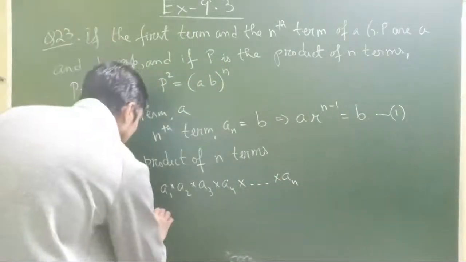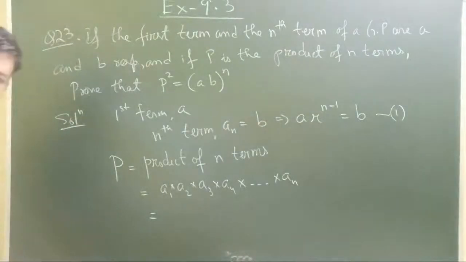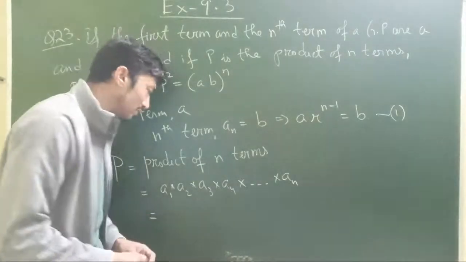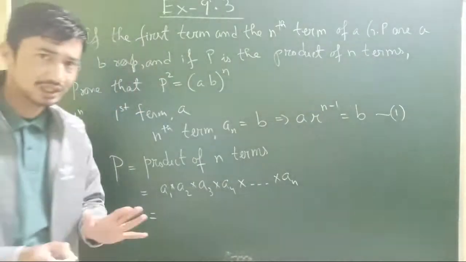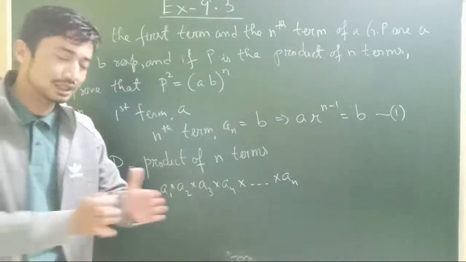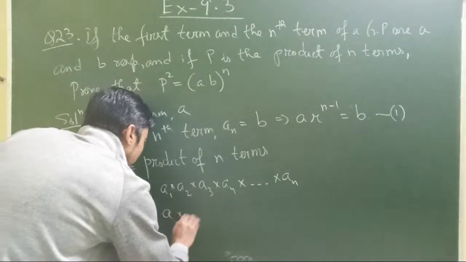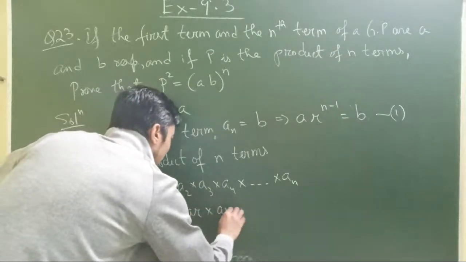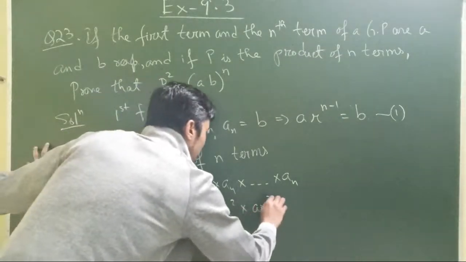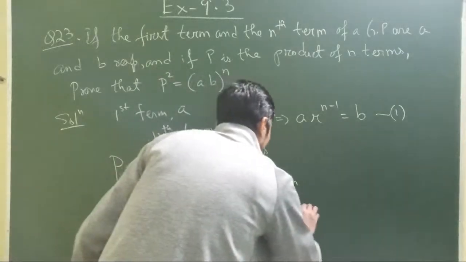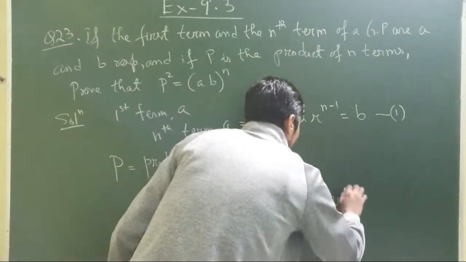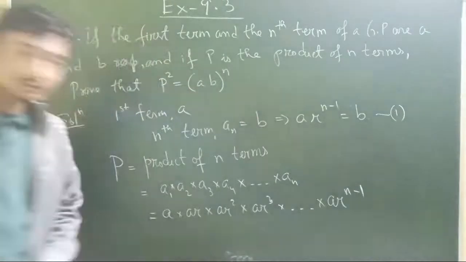Now, geometric progression, we already have been doing 2-3 videos on this, so I believe all of you are getting used to it. So I think I have the right to go slightly faster. So let's go: A into AR into AR square into AR cube into AR power n minus 1. Now this is what we have.